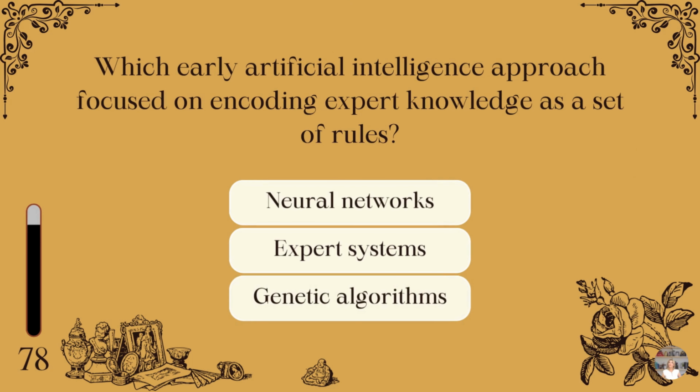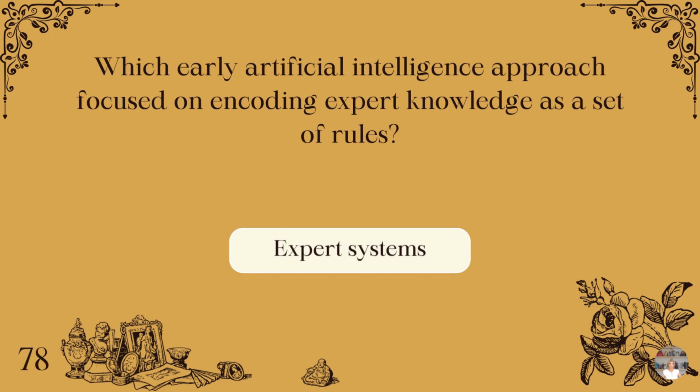Which early artificial intelligence approach focused on encoding expert knowledge as a set of rules? Neural networks, expert systems, or genetic algorithms? Expert systems.